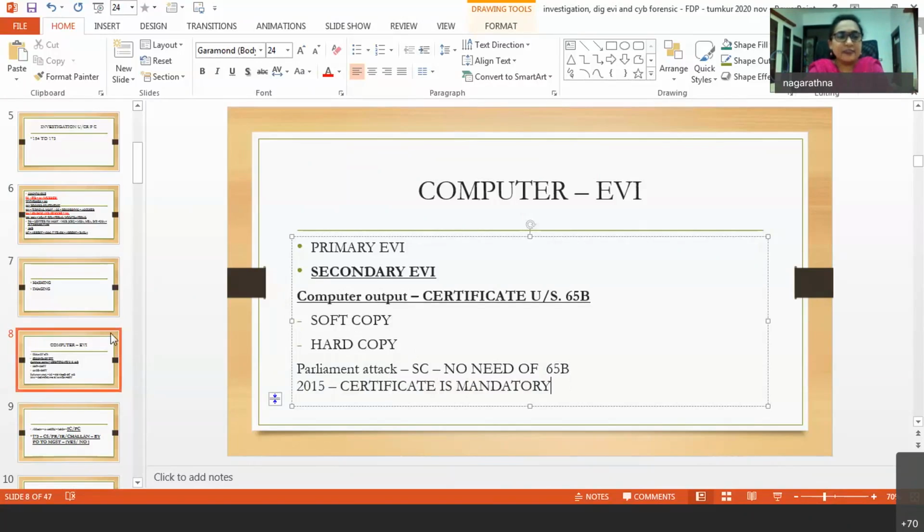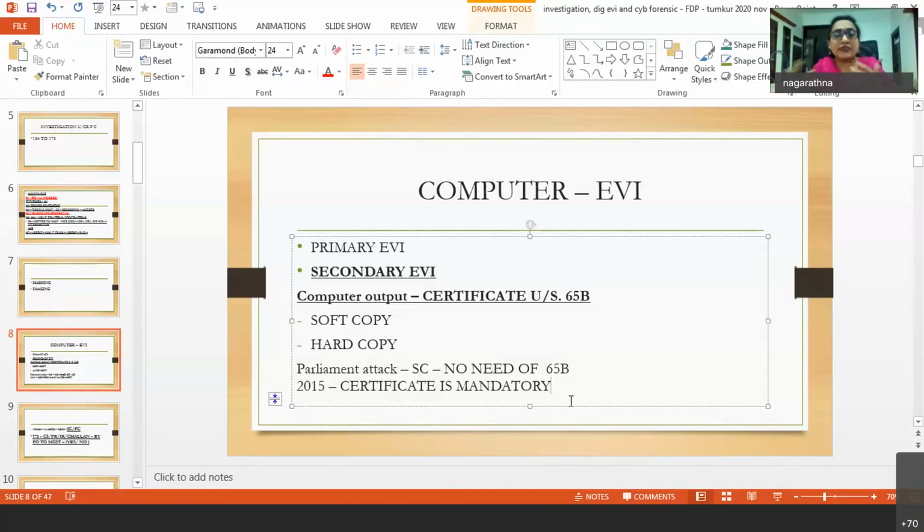It will be in the slide. So in this case, they make it mandatory, so you can't give an output without a certificate. Think about the time gap between the Parliament Attack case and the 2015 decision. Once the court says you don't need it, suddenly it says you need it, even for previous cases, you should bring this certificate.